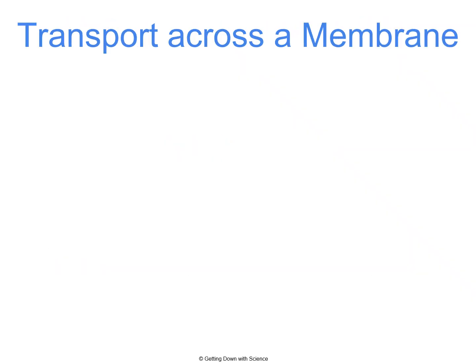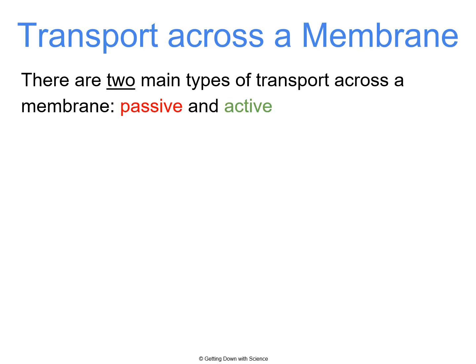All right, here's a topic that should be somewhat familiar to you guys. You probably covered this in biology or pre-AP biology, and these are the types of transport. When we talk about transport, we're talking about the movement of materials across the cell membrane. So how do materials get into the cell? How do materials get out? That process is called transport.